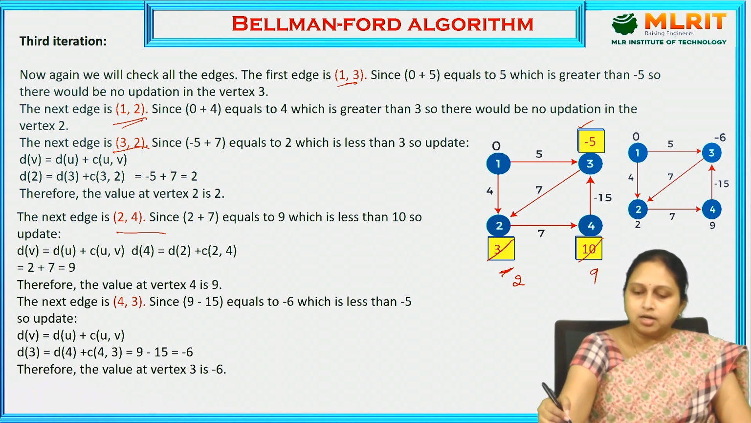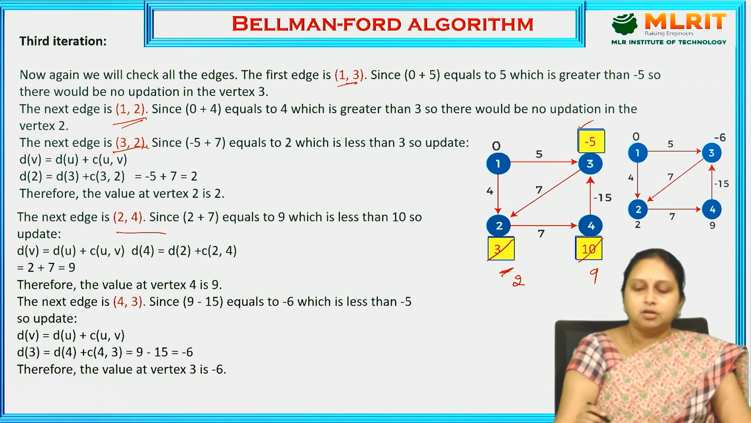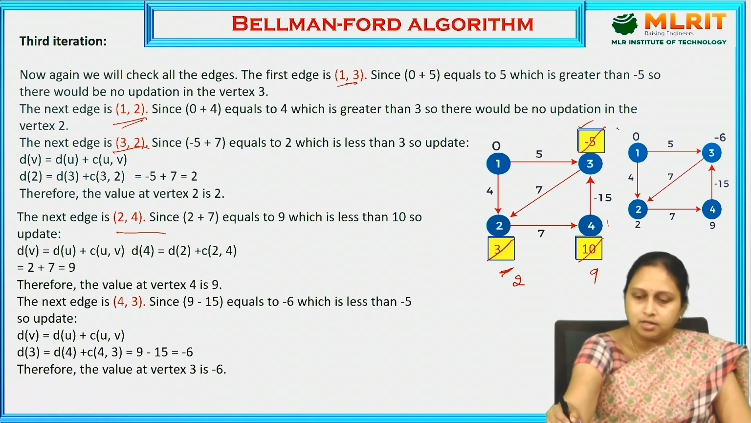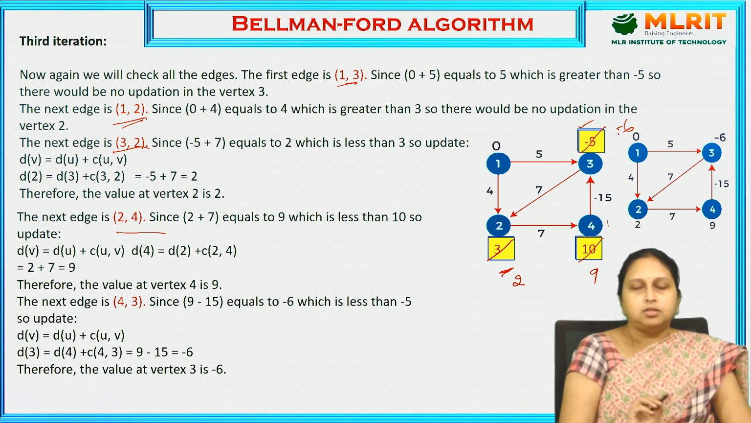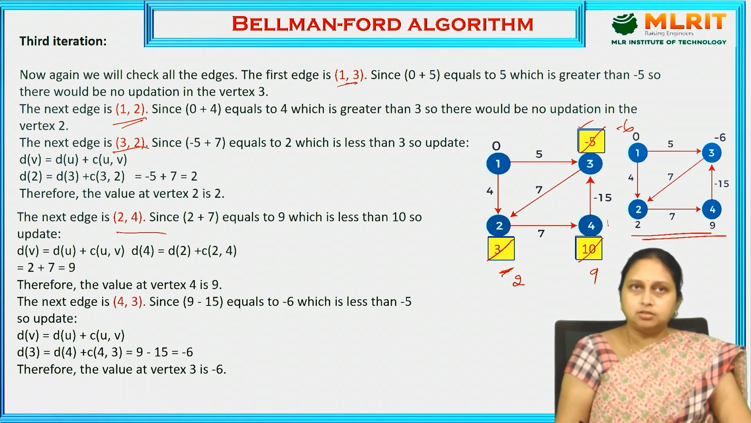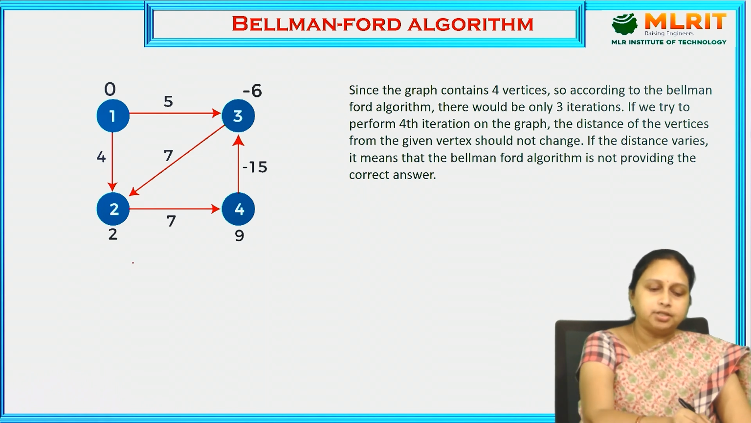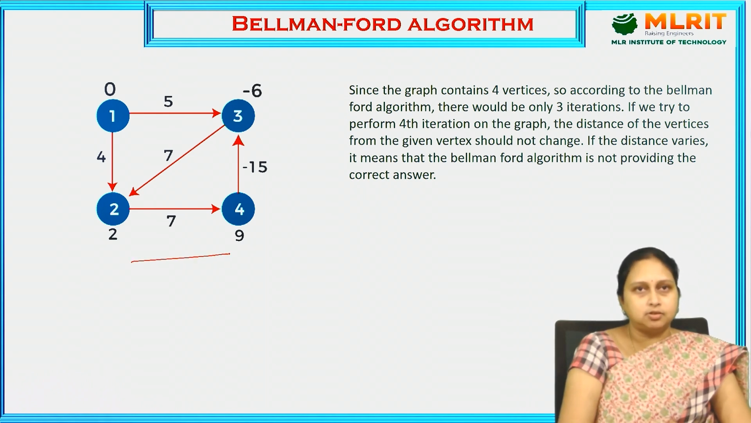Next, the other condition, we have 4 to 3. You have 9 minus 15, which is minus 6. So we need to replace minus 5 with minus 6. These are the changes after the third iteration. This is the final graph I am going to get after the third iteration, and these are the final values for each and every vertex.